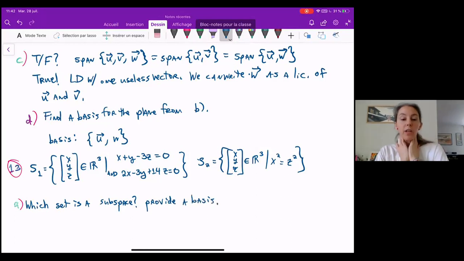Okay, so here you're given 2 sets, and we're asked which one of the 2 sets is a subspace. What's the answer? We should be able to look at this and know the answer. Yes, Bert, good job. Anyone else? Good job, Daniel.